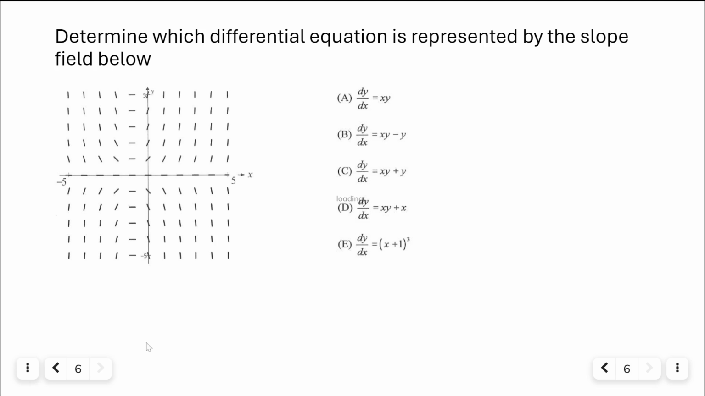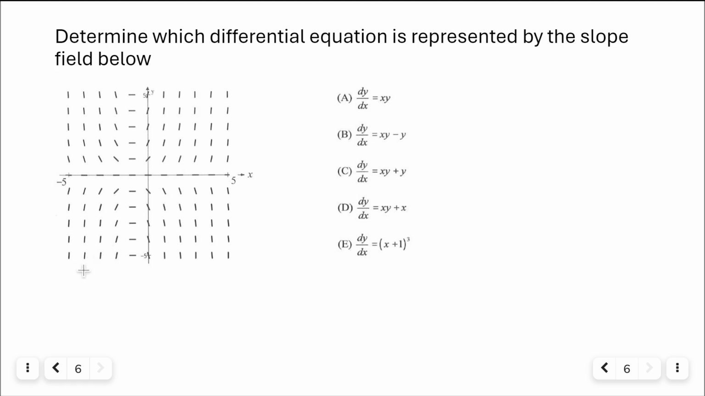And finally, you have to be able to figure out which differential equation is represented by a slope field below. So given the slope field, which of these will match up with that? All right, so now to do this, here's my suggestion.